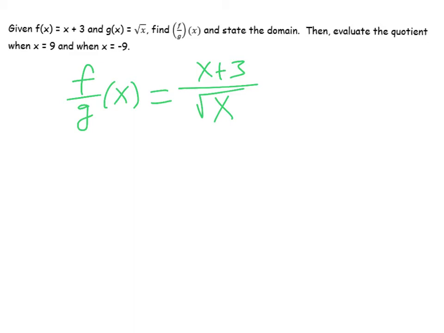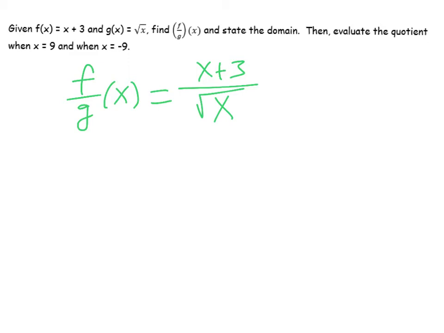About the only thing you would come across where maybe you would have a little bit of simplifying to do would be if the top or the bottom was like a quadratic and it could be factored, and maybe one of those factors would cancel with something on the bottom. Okay, that's about it.